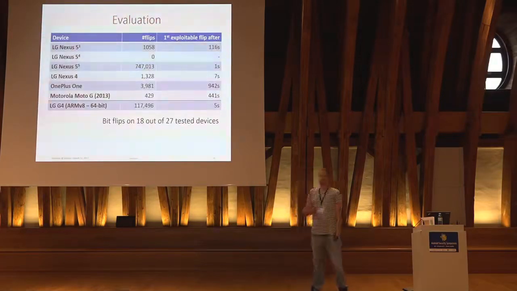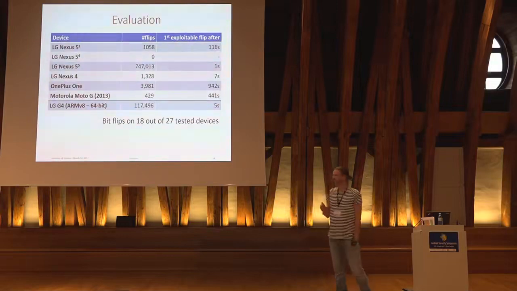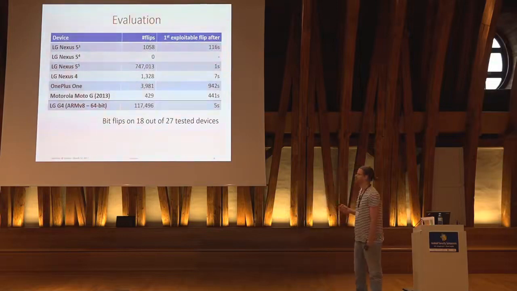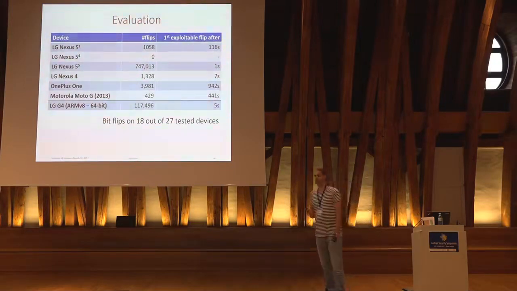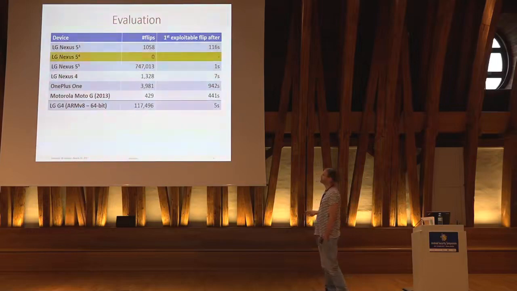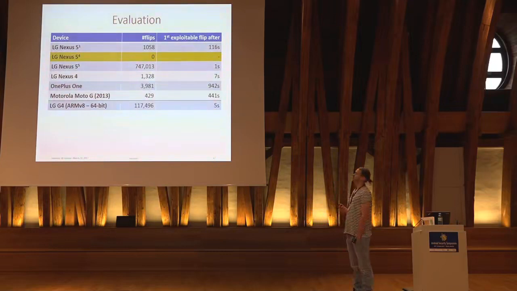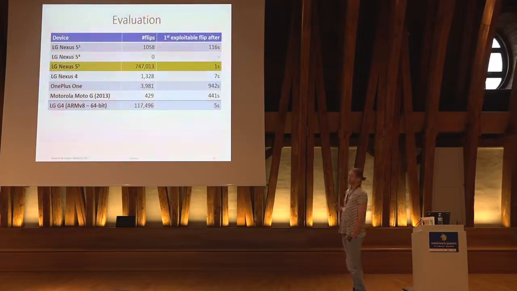And then we did some analysis on this. So we looked at 27 devices for the original paper, and we found bit flips on 18 of them. So not every device was vulnerable. And interestingly enough, if you look at one device, the Nexus 5 for example, it could be that you have a Nexus 5 with 0 bit flips, not vulnerable at all. But then the second Nexus 5 you take has close to 1 million bit flips.